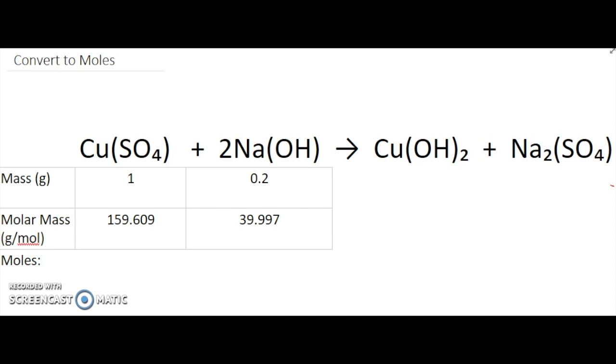So in this experiment, we are using 1 gram of copper sulfate and 0.2 grams of sodium hydroxide. We can see their molar masses by using the periodic table. Now divide the grams by their molar masses, and we get 0.006 moles and 0.005 moles.